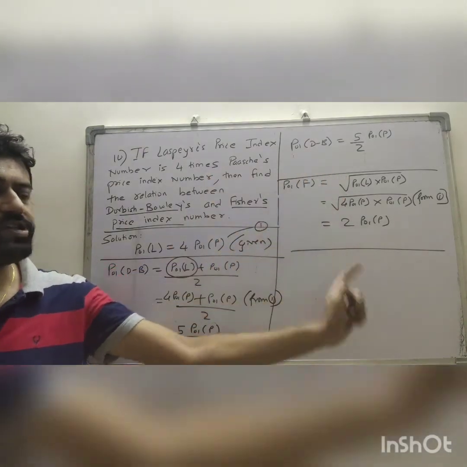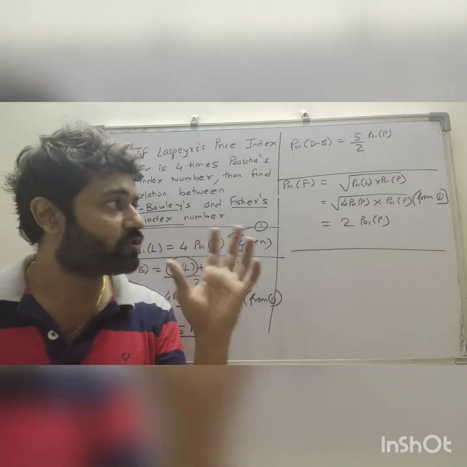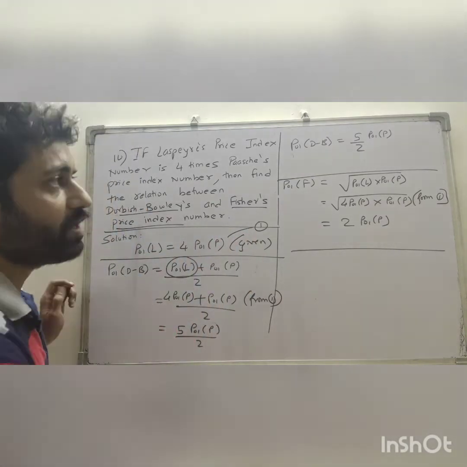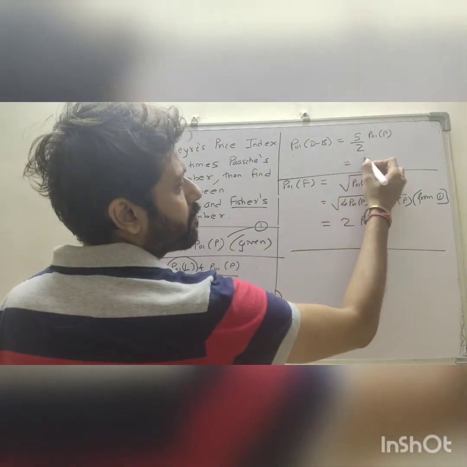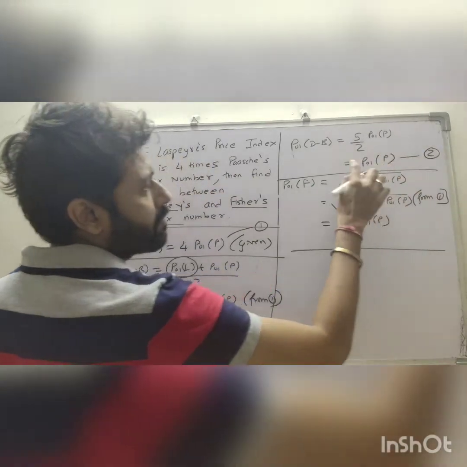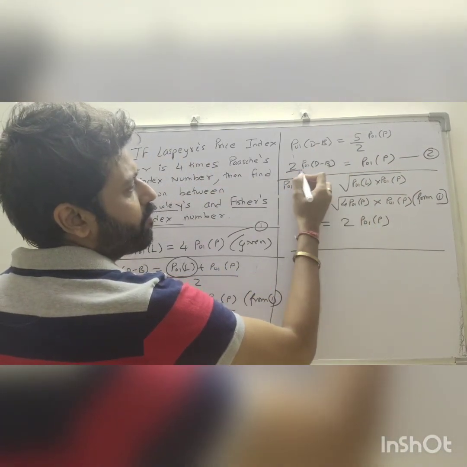चेक डॉर्बिश-वॉली, चेक फिशर्स. दोनों में कॉमन चीज जो जोड़ सकता है तो कनेक्ट कर सकता है, इट्स पाशेस. So just carefully observe what I am doing now. I am keeping Paasche's there as it is, and I am transferring this 2 times Drobisch-Bowley upon 5.